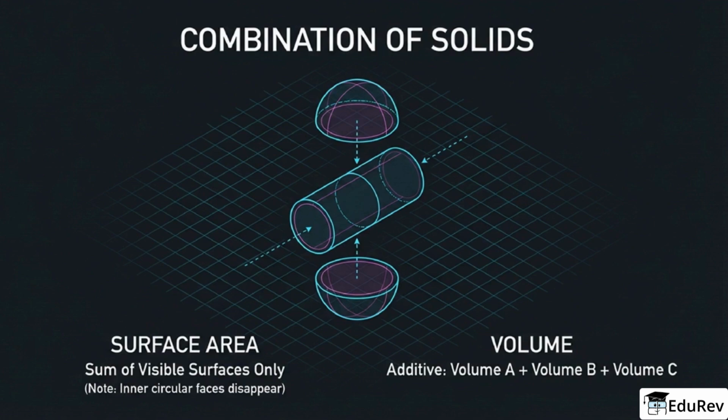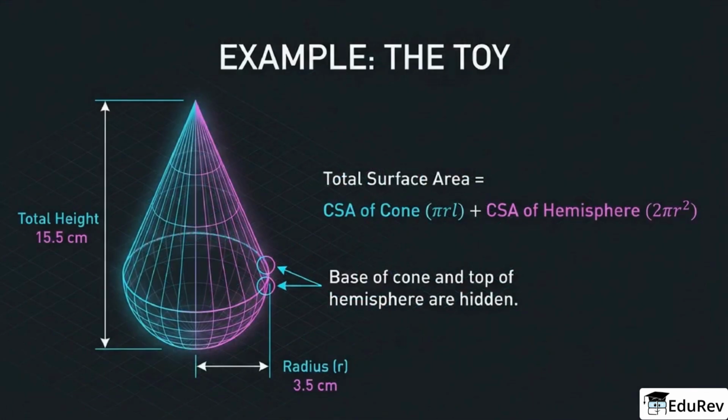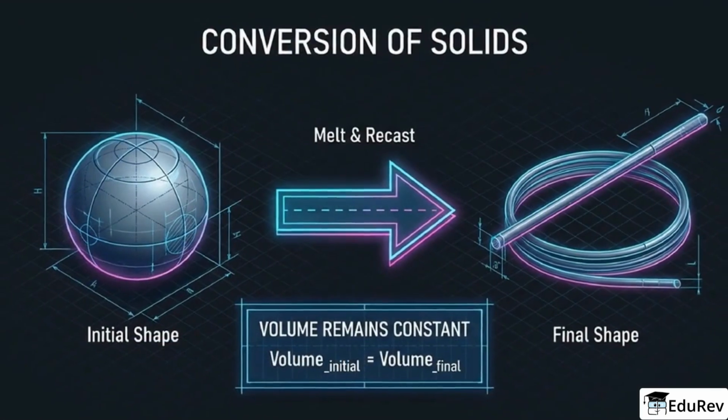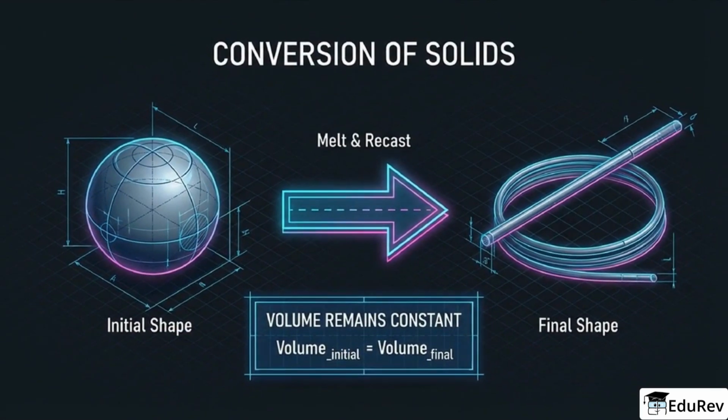Let's apply these ideas to a toy made from a cone and a hemisphere on top of a cylindrical body. First, identify each component and its radius and heights. For the exposed surface area, add the cone's curved area and the hemisphere's curved area and any exposed cylindrical area, but do not include areas where these parts are glued together, like the base of the hemisphere if it sits on the cone. Use the given dimensions, for example, a radius of 3.5 centimeters and a total height of 15.5 centimeters, to find slant heights, curved areas, and then sum the external surfaces as required.